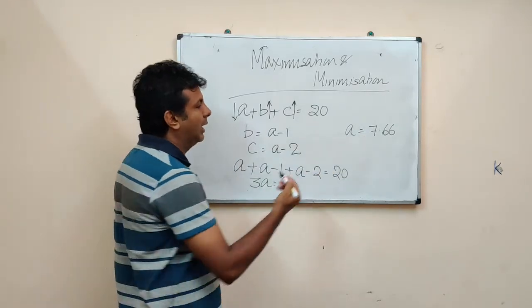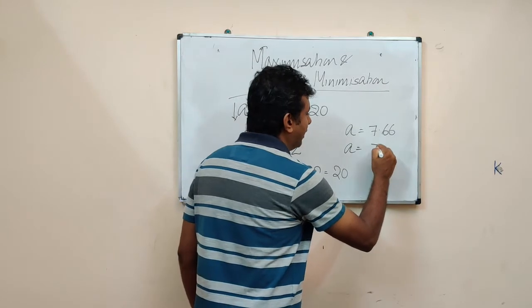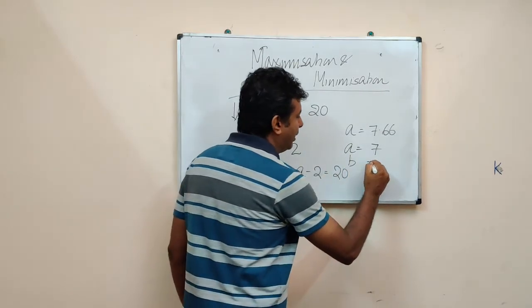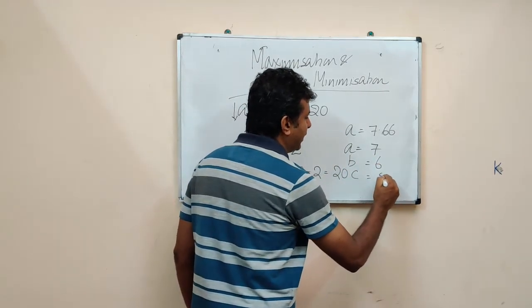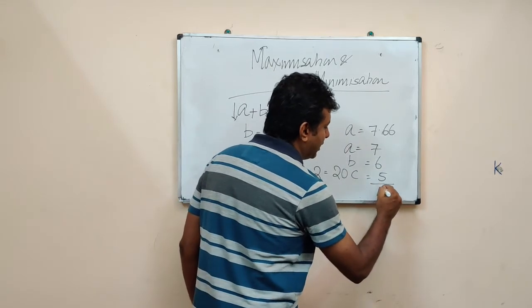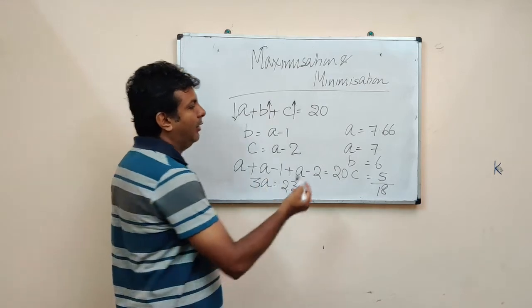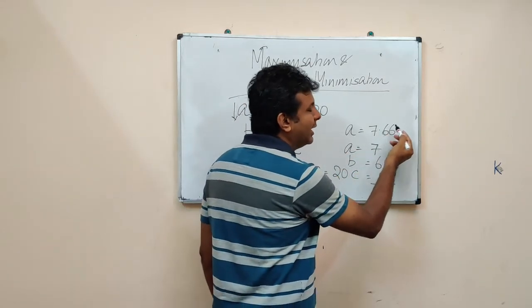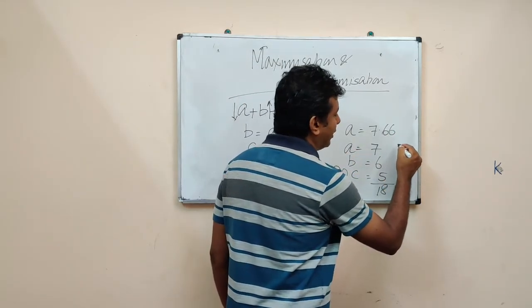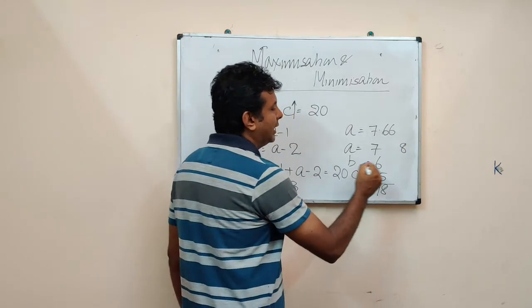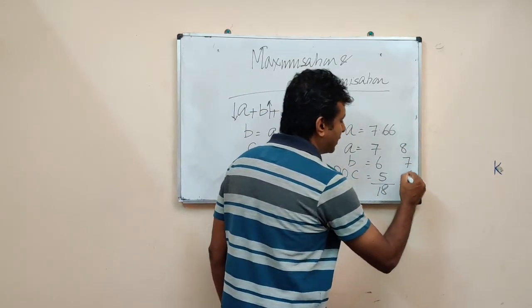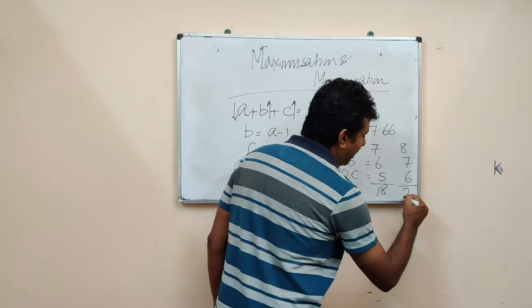Now, we will do a trial. Let A be 7. Now, if A is 7, B is 6 and C is 5. So, the sum will be 18, but necessarily the sum has to be 20. Now, if A is a little greater than 7.66, which is 8, it can be 8, 7 and 6. So that will be 21.